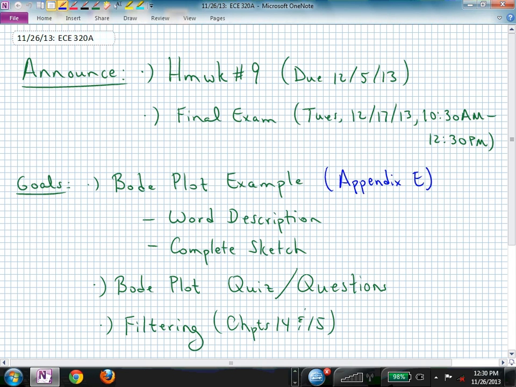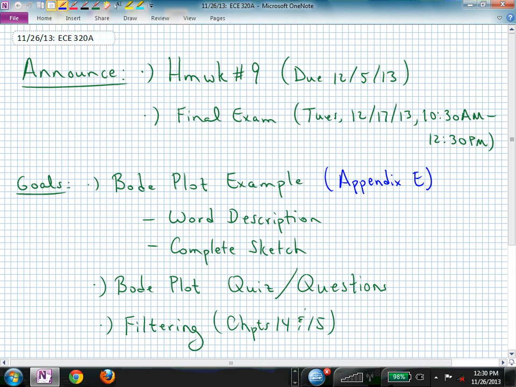We're going to have a good time talking about Bode plots. That's what we're hoping to accomplish today. Homework 9 deals with Bode plots, and if you have some extra time in the airport or sometime, you might start that assignment. It's due a week from Thursday, but it's due on the 5th.